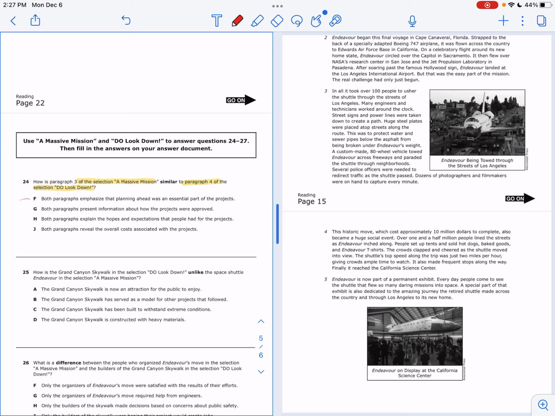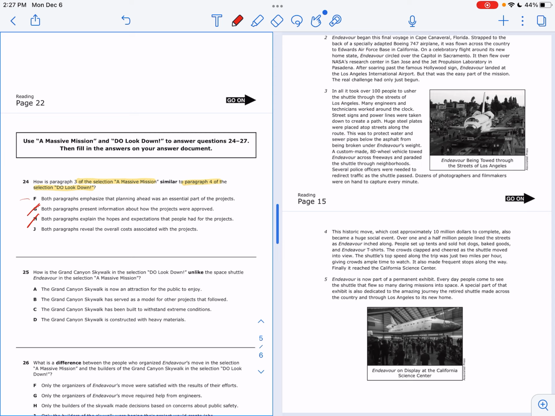However, it was approved on Do Look Down, but that's only one of them, so that can't be it. H, both paragraphs explain the hopes and expectations that people had for the projects. Well, no, not necessarily. I know that the tribe really wanted it to be successful, but that didn't talk about a massive mission, so H can't be correct.